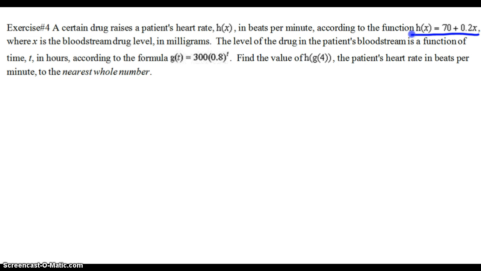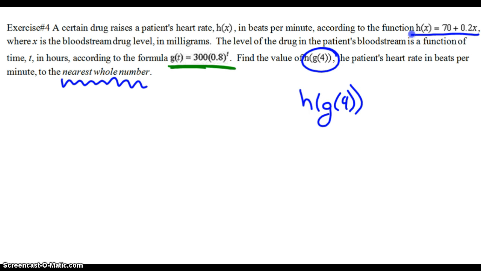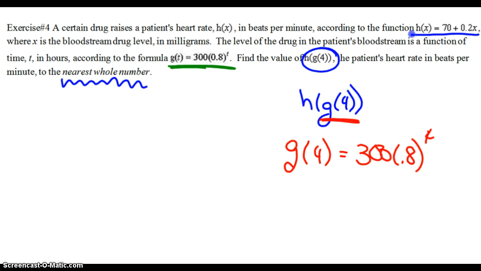Here's my function h. I'll put it in a different color. Here's my function g. They would like to know h of g of 4. Okay, they tell us beats per minute. That's great. Sometimes they won't tell us that. And again, we always want to look for what they want, the nearest whole number, okay? So starting, I know the inside function is g here, so I will do g of 4, which is going to be 300 times 0.8 to the 4.